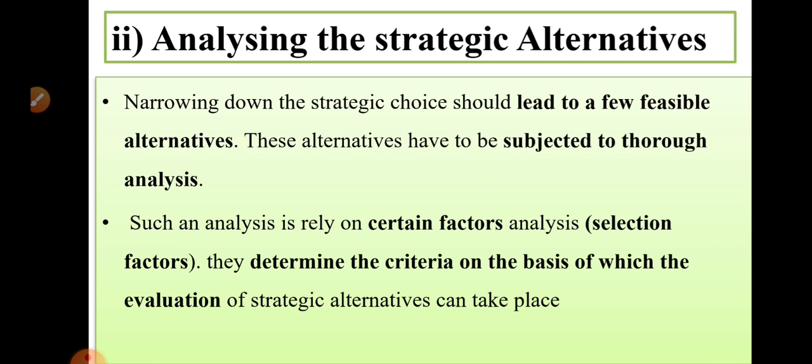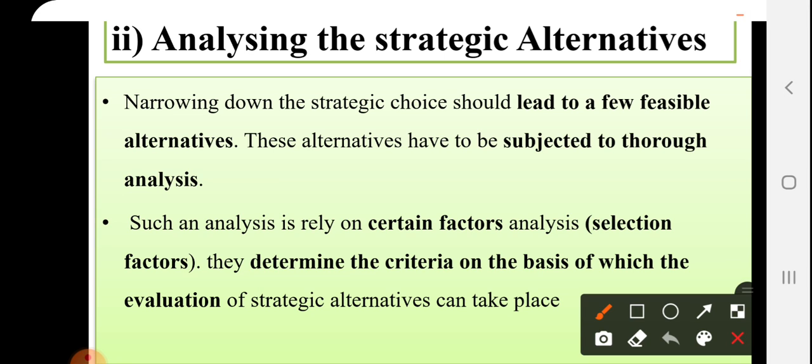Then analyzing the strategic alternatives. Again, we are going to filter the strategies. In focusing strategies we found this many strategies, but under this second step we are going to choose only those strategies which give good results to the companies. This again narrows down the process.